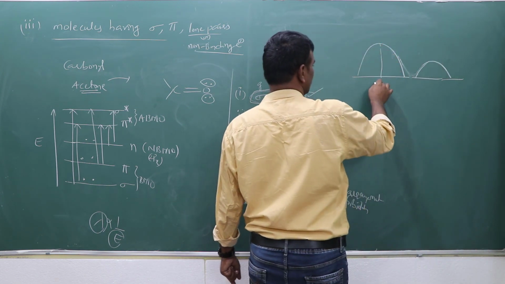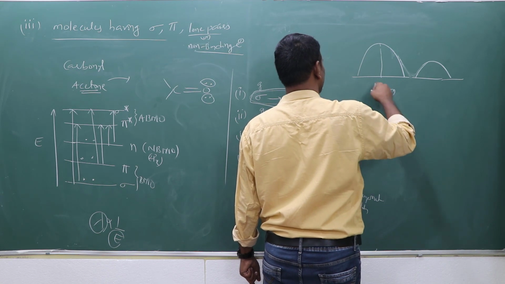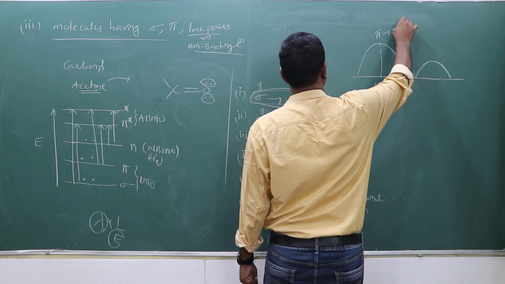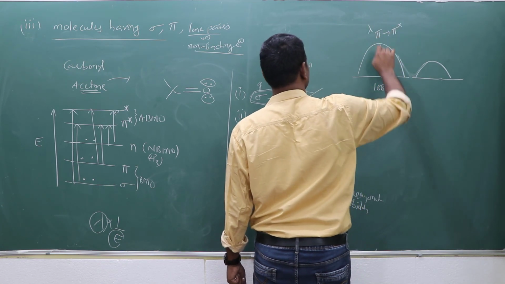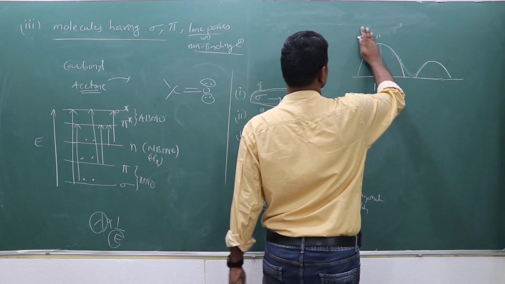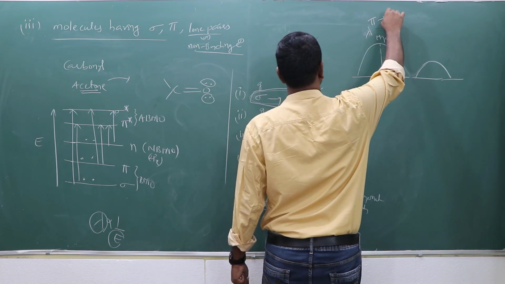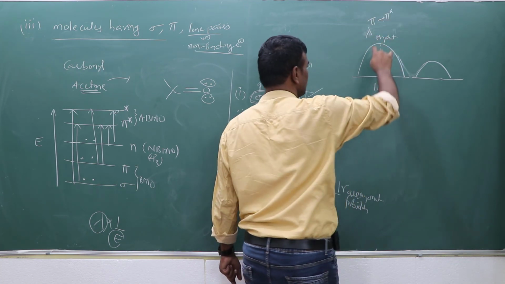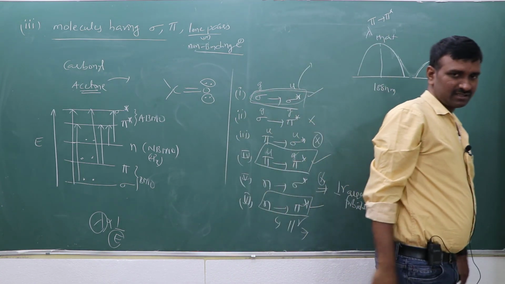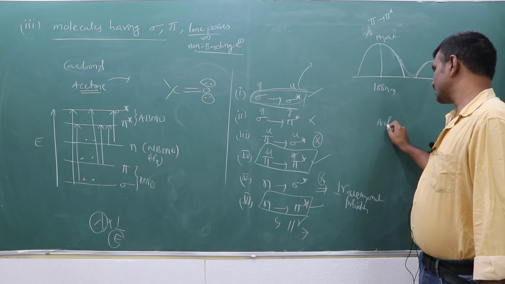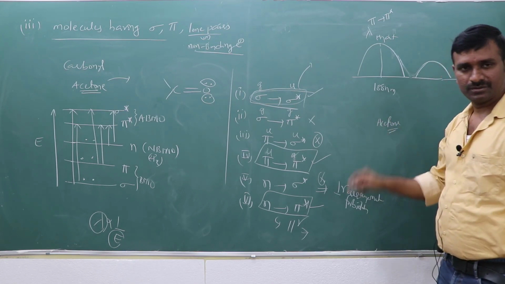One band is possible at 188 nanometers. This band may be the pi to pi star band. The lambda maximum of the pi to pi star band is at 188 nanometers, in the case of the acetone molecule.